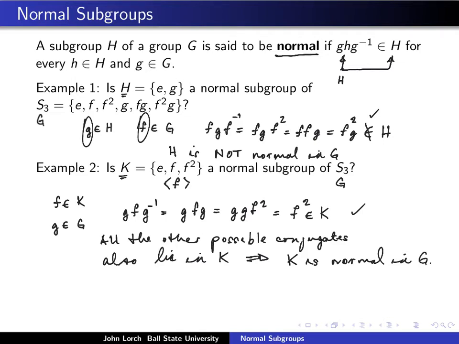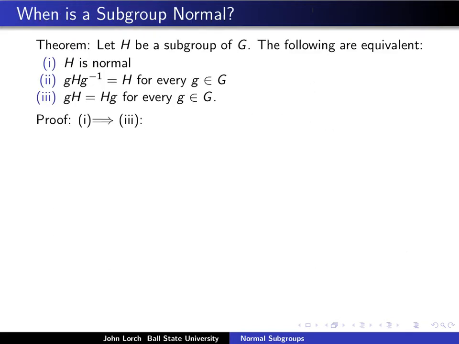So some notation for this, I think I'll just point it out right here. Whenever you have a normal subgroup, you use this triangle symbol to indicate that it's a normal subgroup. So how, aside from the definition of a normal subgroup, can we tell that a subgroup is normal? That question is answered by this theorem.